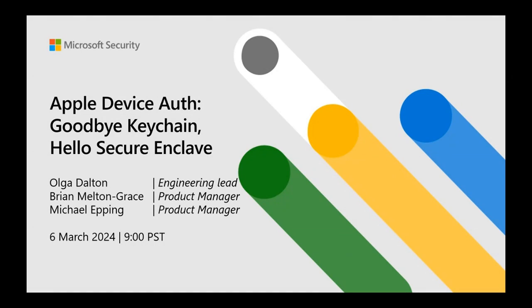All right, hello everyone and welcome. Today we'll be covering upcoming changes to how we secure device identity on Apple devices with Microsoft Entra ID. My name is Brian Dalton Grace and I'm product manager for the Microsoft Identity Platform. I'm joined today by Olga Dalton, who leads engineering for identity platform libraries and SDKs for Apple devices, as well as Michael Epping, our customer experience product manager. So we got a great set of content today that we're excited to run through with you all. But before we do that, let's quickly level set on what today's content applies to.